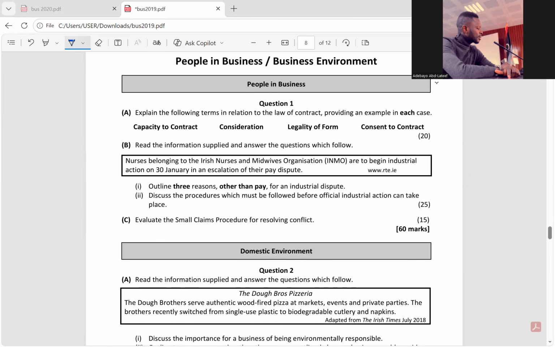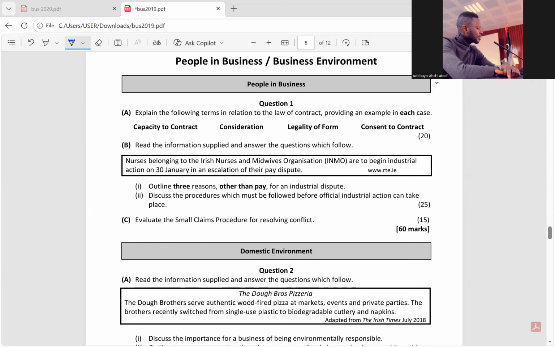So for section 3, for those that are just joining the live session, it's past paper of 2019. Now we are in section 3. Are you there? Okay. For section 3, we have question 1A. They said, explain the following terms in relation to the law of contract, providing an example in each case. So the first one is capacity to contract.